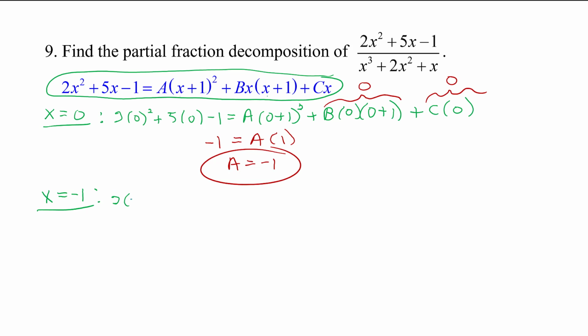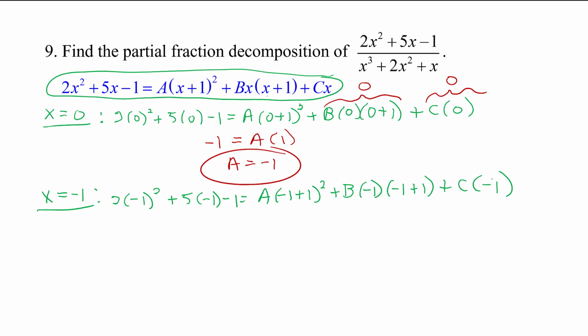We'd have 2 times negative 1 squared plus 5 times negative 1 minus 1 equals a times negative 1 plus 1 squared plus b times negative 1 times negative 1 plus 1 plus c times negative 1. Okay, well, let's see what goes to 0 here.